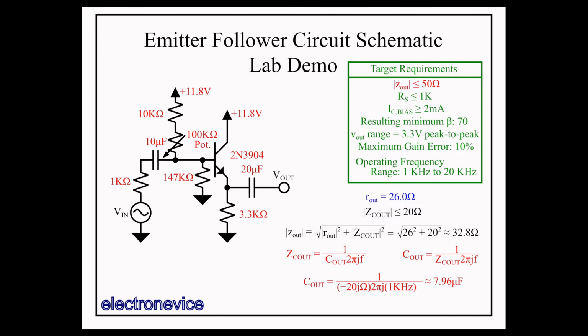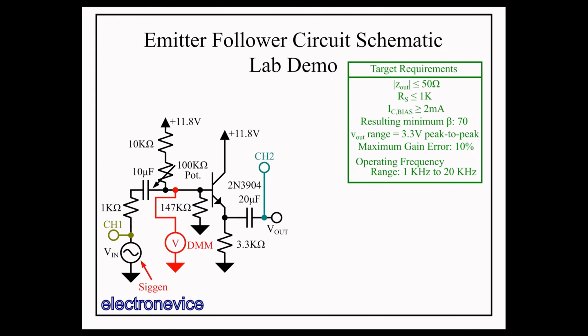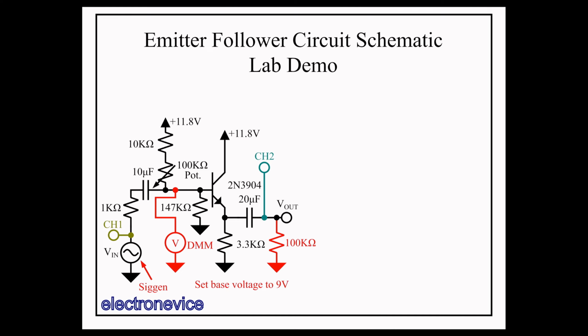So now that we have all the circuit elements defined, we need to place our test equipment on the circuit. Here I've placed a signal generator to serve as my input voltage, scope channel 1 measuring this input voltage before the 1K source resistance, scope channel 2 measuring the output voltage, and a DMM measuring voltage on the base to allow me to set the bias point with the potentiometer, which, as we recall, must be set to around 9 volts. Additionally, due to the input resistance of my oscilloscope being so high, I need to add a 100K resistor on the output so that the output can settle in a reasonable period of time. This will have a negligible effect on the circuit.